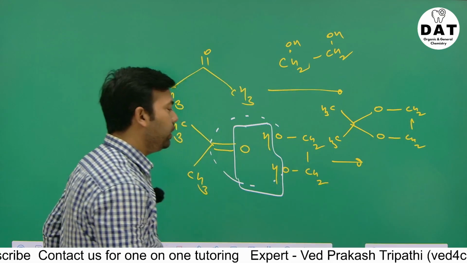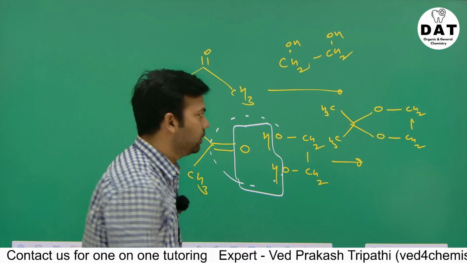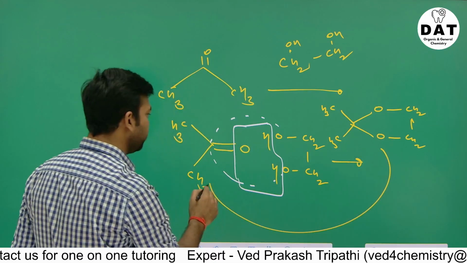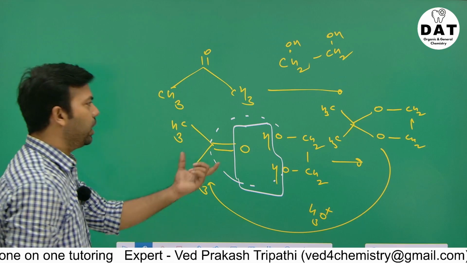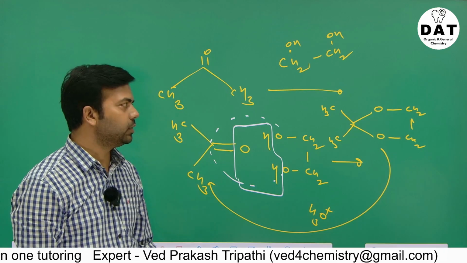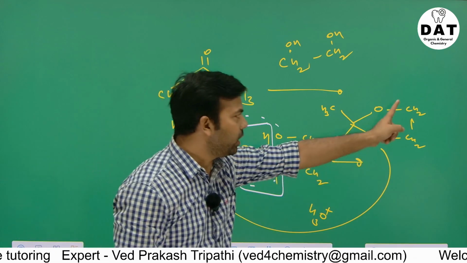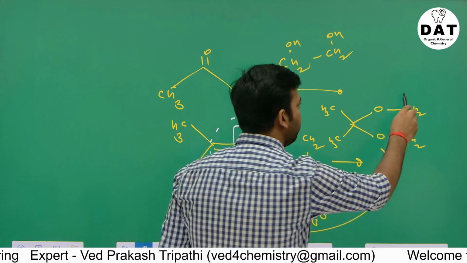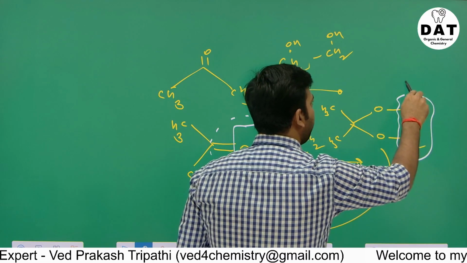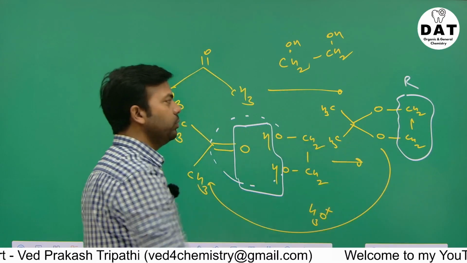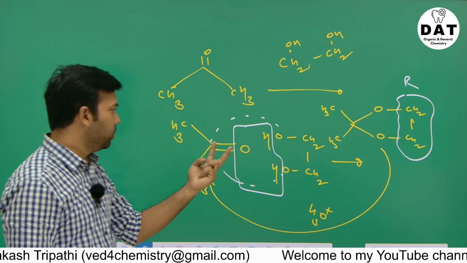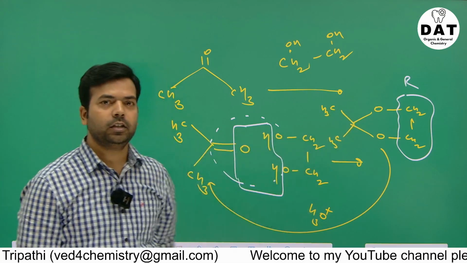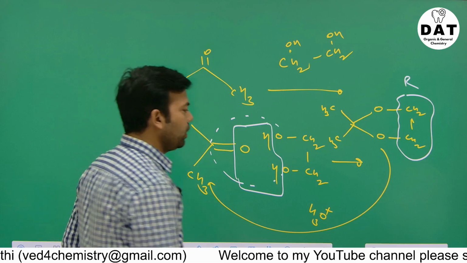Clear? And if you are going to hydrolyze this, it will again give you the starting material. Simple. Makes sense? You have to just remove the R part. This is the R part, this is the carbon part, R part. So you have to just remove the R part and you can see the starting material has a double bond oxygen and you can connect like that. This is very, very important in conversion.